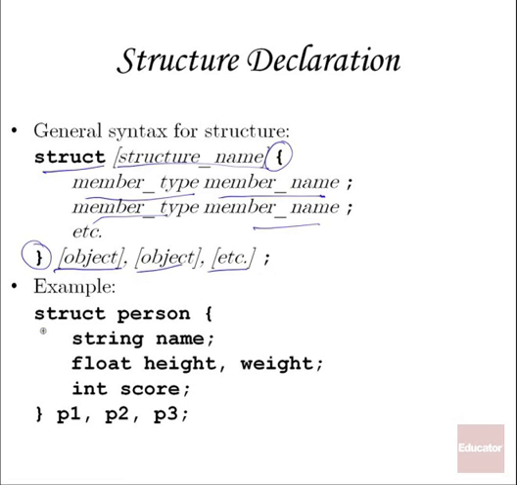So here's an example. We have a struct person. He has a name, which is a string. He has a height, he has a weight, and he's got a score for whatever game the player is for. And we've got 3 players declared right here, P1, P2, and P3.